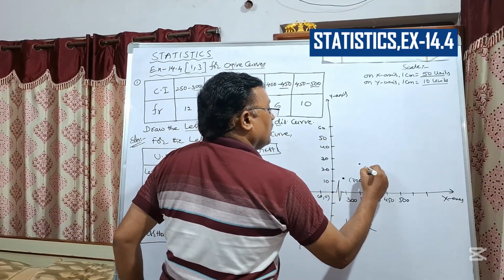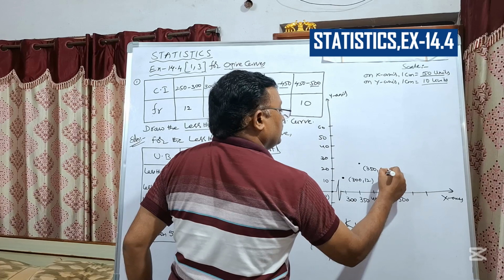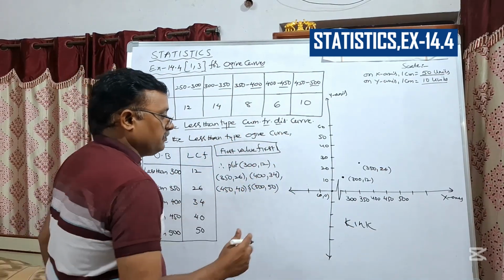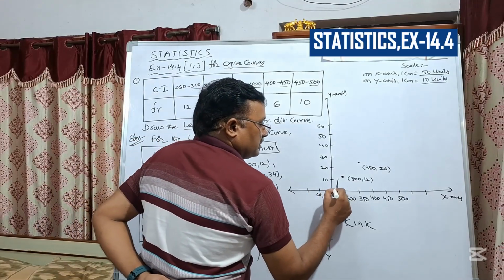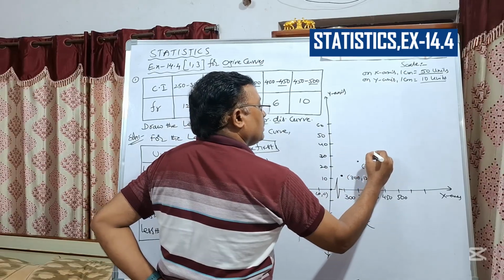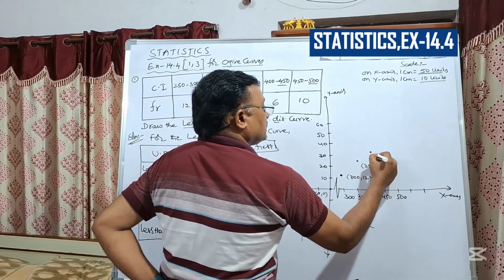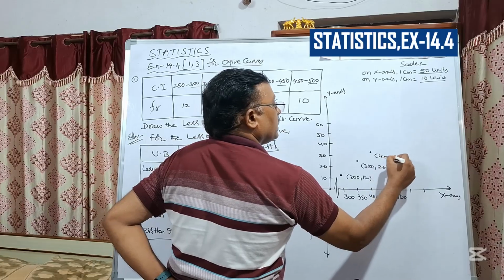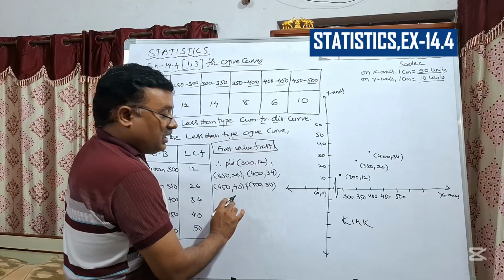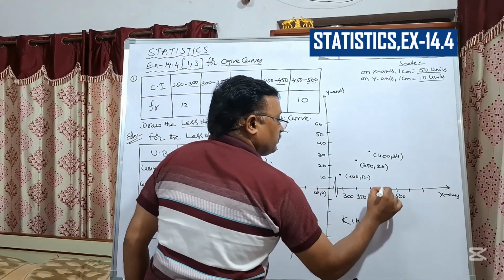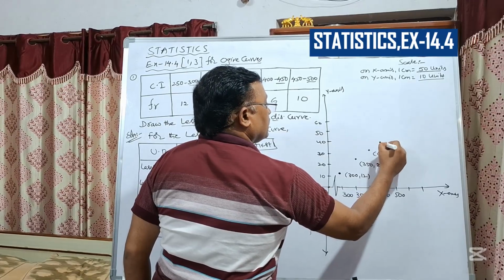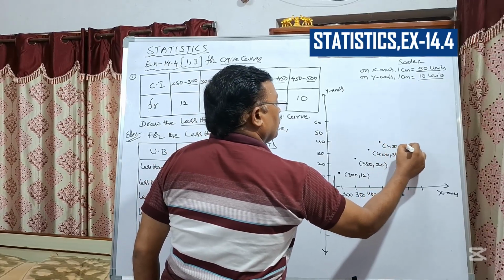This gives you ordered pair 350 comma 26. Next, the third one, ordered pair 400 comma 34. From origin, 400 and 34 means above this 30. The fourth one is ordered pair 450 comma 40. From origin, 450 and 40, exactly opposite to this 40. This is 450 comma 40.